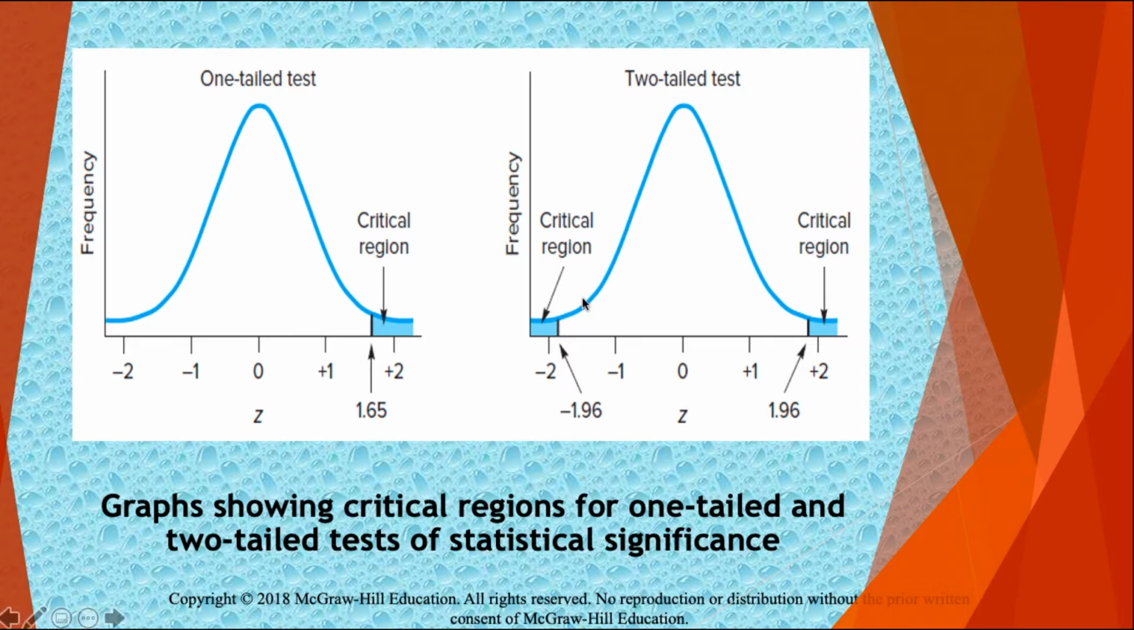But on the right, you can see we have two shaded areas, showing the two critical regions of the two-tail test. Using the same 0.05 alpha value, to keep the probability at 0.05, the total percentage of cases found in the two tails of the distribution must equal 5%. Thus, each critical region must contain half, that means 2.5%. Consequently, the Z-score required to reach statistical significance must be more extreme than was the case for the one-tail test.